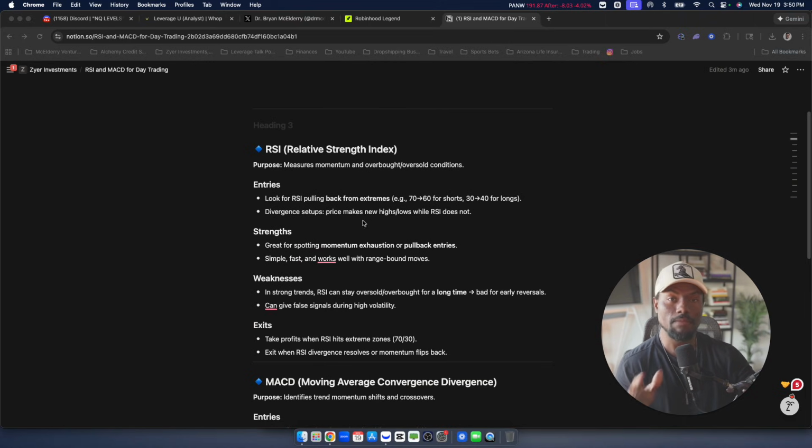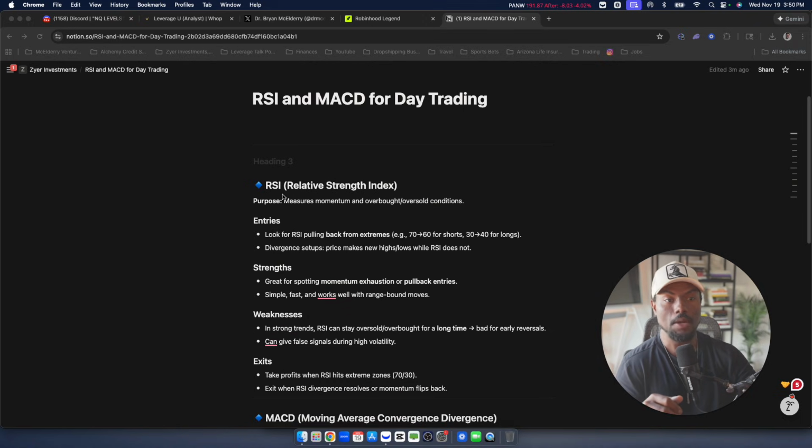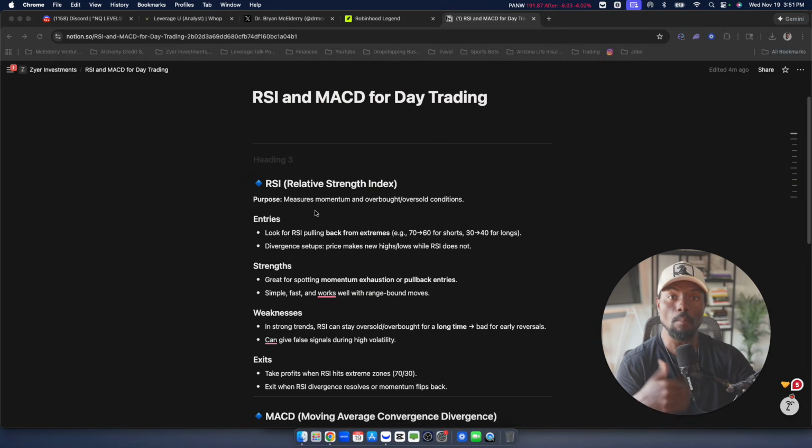Okay, so let's define these two things first. The RSI and MACD. The RSI is the Relative Strength Index. The purpose of it is to measure momentum and also dictate where we have overbought or oversold levels. Okay, let me give you an example really quick.